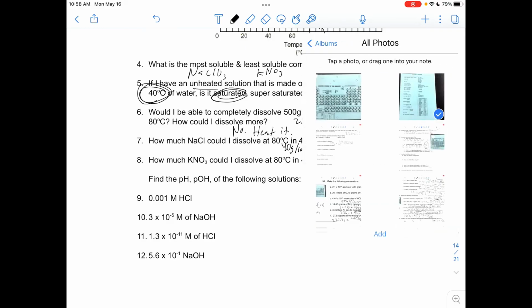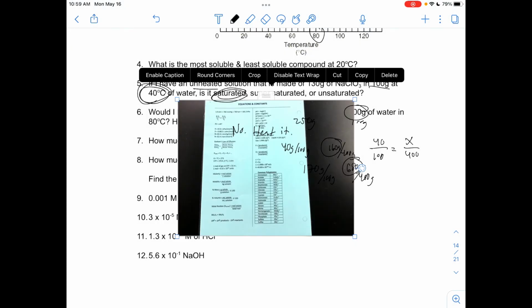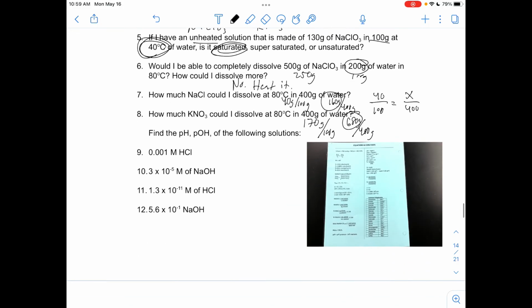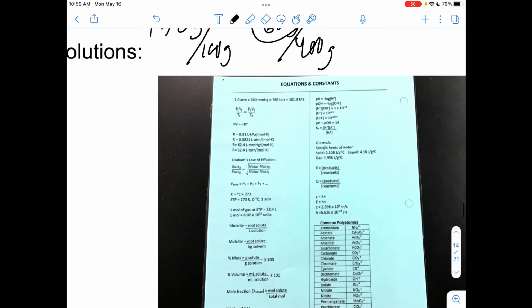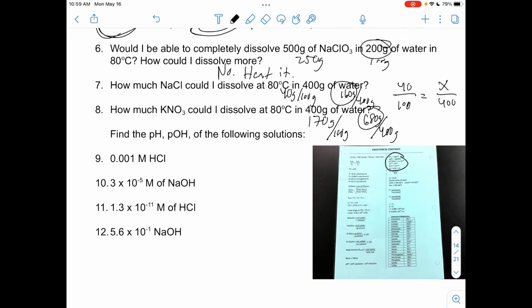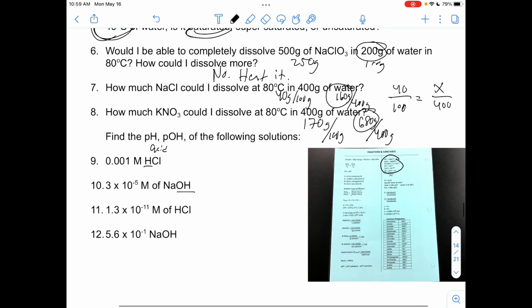Okay, pH, pOH. We have that on the back of your periodic table. So put it over here for our reference. Notice that pH, all of that stuff is right over here. Okay, so if I have 0.01 molar of HCl, HCl is an acid. Remember, if it has an H, it's probably an acid. If it has an OH, then it's probably a base.